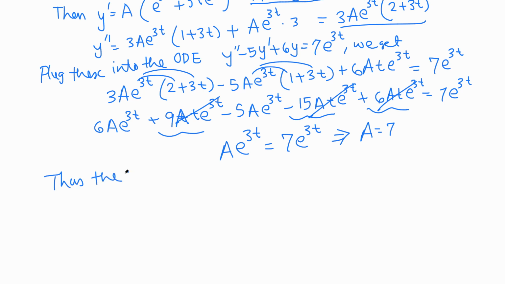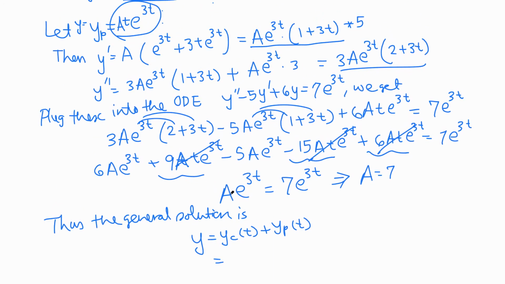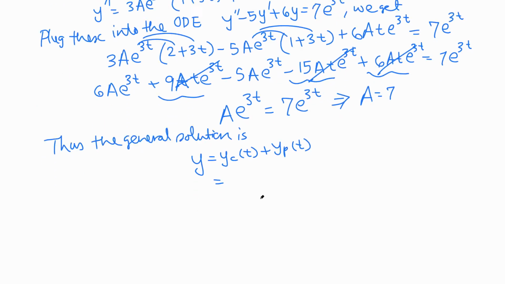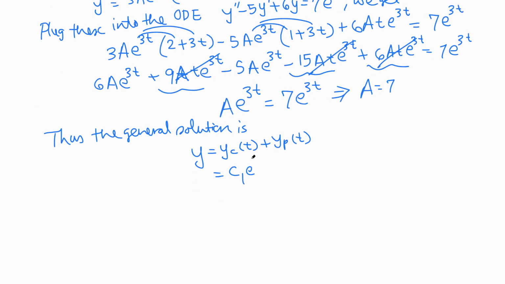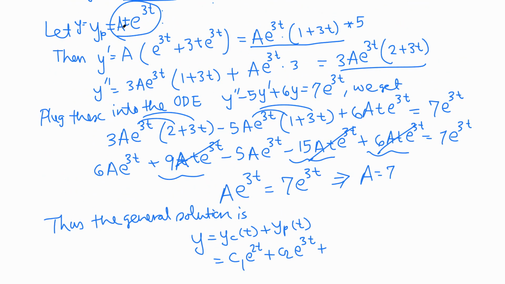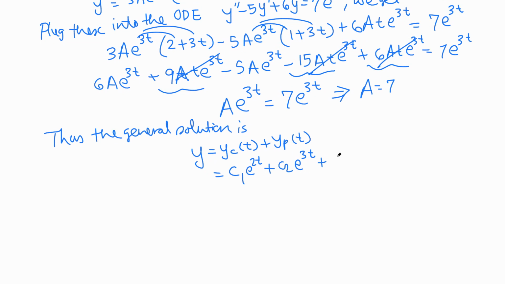So the general solution of this non-homogeneous equation is the complementary solution plus the particular solution, where a is 7. Thus the general solution is y equals yc plus yp, and yc was c1 e^2t plus c2 e^3t, and the particular solution was a t e^3t where a is 7, so 7t e^3t. That is the final answer.